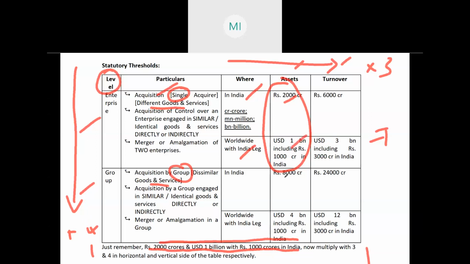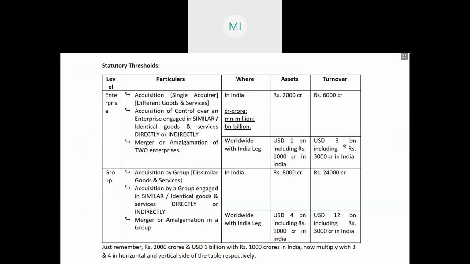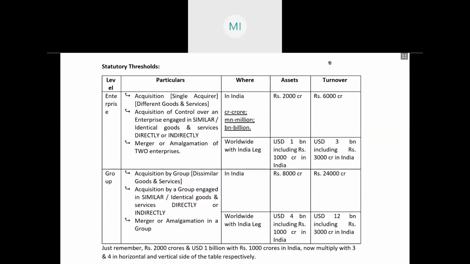Same way, 8,000 into 3 is 25,000, 4 billion into 3 is 12 billion, 1,000 into 3 is 3,000. And same way, 2,000 becomes 8,000 when multiplied by 4. 1 billion into 4 becomes 4 billion. 3 billion will become 12 billion. Clear? Easy. So what you have to remember is just this. You have to multiply by 3 on the horizontal side and multiply by 4 on the vertical side, and you have to remember only these figures. Easy to remember these statutory thresholds.